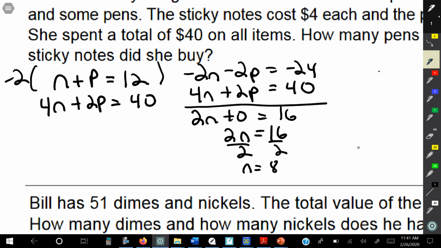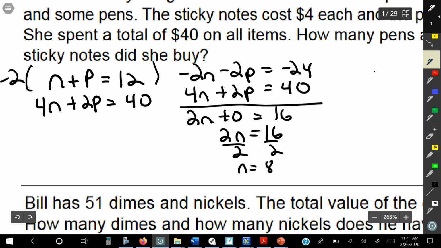Okay, now I'm going to figure out how many pens were bought. So I'm going to go ahead and plug that in. I could plug it in and use the money or I could use the number of items. I'm going to use the number of items.